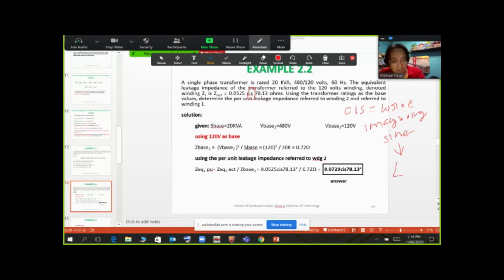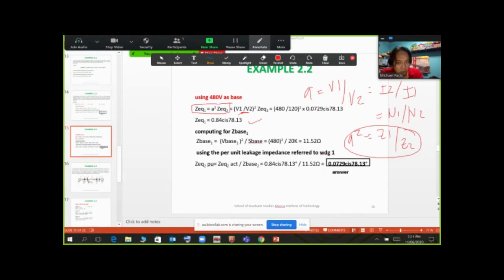Perhaps you can practice that one, if you want. But again, we have the solution here. Now you have the opportunity to get Z base 1 by having B base 1 squared all over S base. Please take note, there's no subscript simply because that is an auto transformer rather than an ideal transformer. So you have 11.52. Dividing 0.84 by 11.52, per unit is equal to actual all over base. Then it will yield the same result.